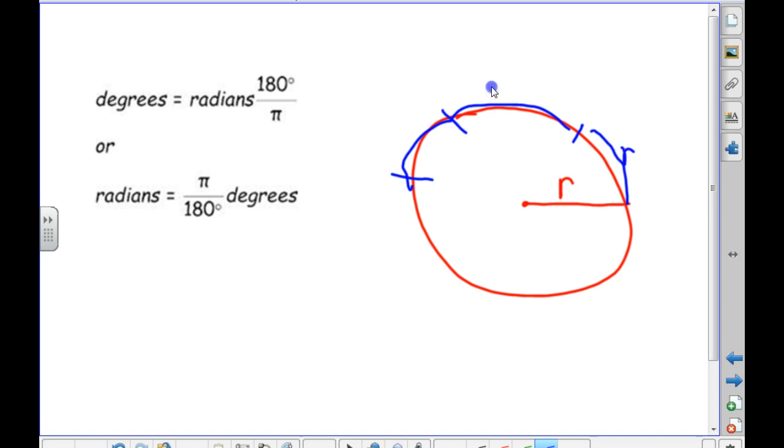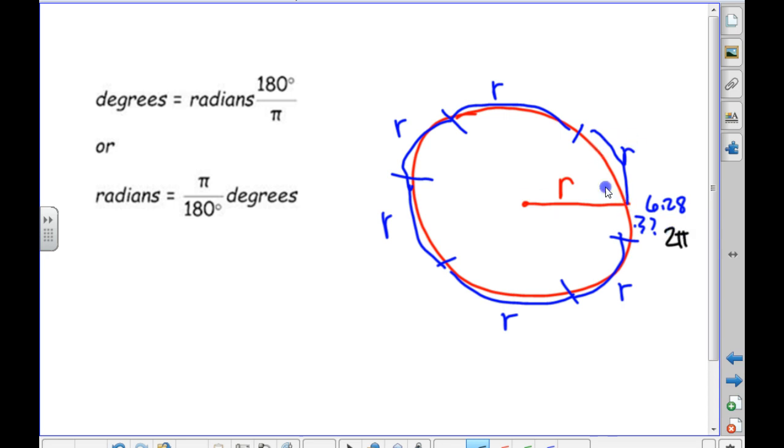3 of those radiuses would get us to here. 4 of those radiuses, 5 of those radiuses, 6 of those radiuses. Uh-oh. There's a little extra gap in here. It turns out that it's 6.28 of those radiuses to get all the way around. What is that equivalent to? 2 pi. Okay? So the circumference, or the distance all the way around the circle, is 2 pi radiuses.